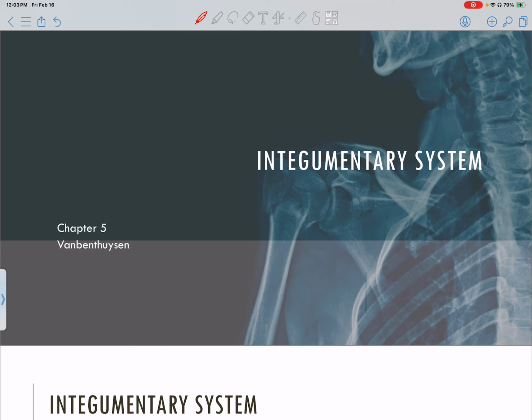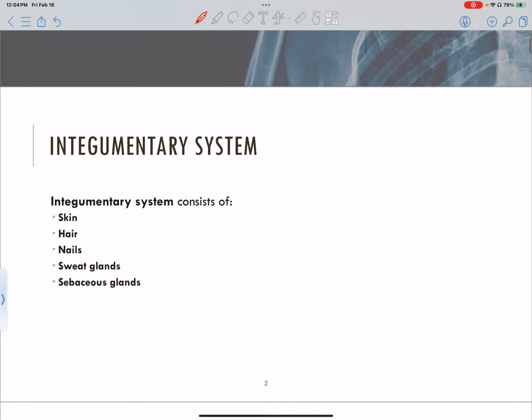Okay, so this is a lecture on Chapter 5, Integumentary System, and this mini lecture will cover 5.1 and 5.2. So let's start with what is the integumentary system? Well, anything that's our skin, hair, nails, sweat glands, and sebaceous glands would all be grouped together as part of the integumentary system.